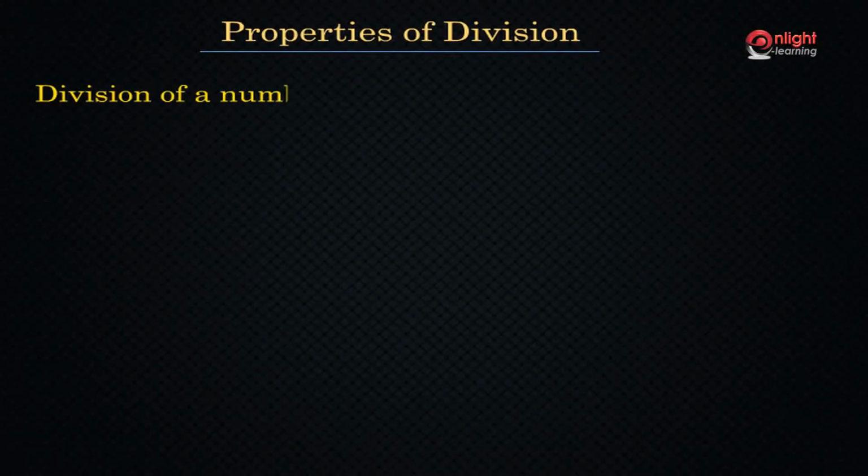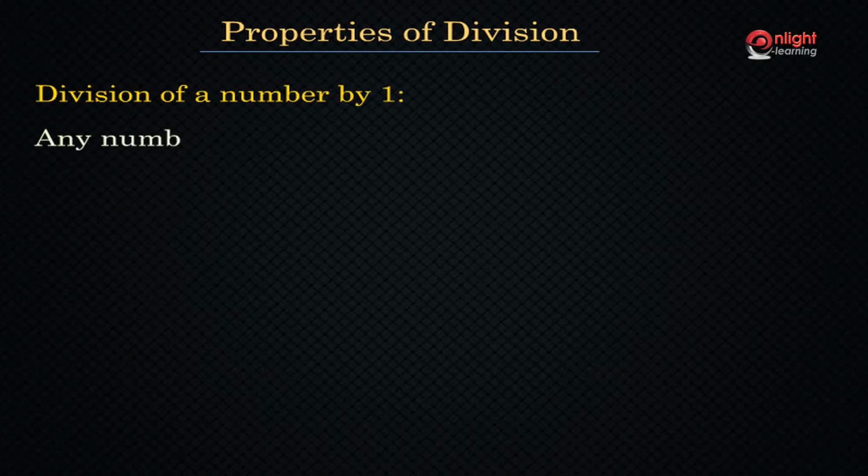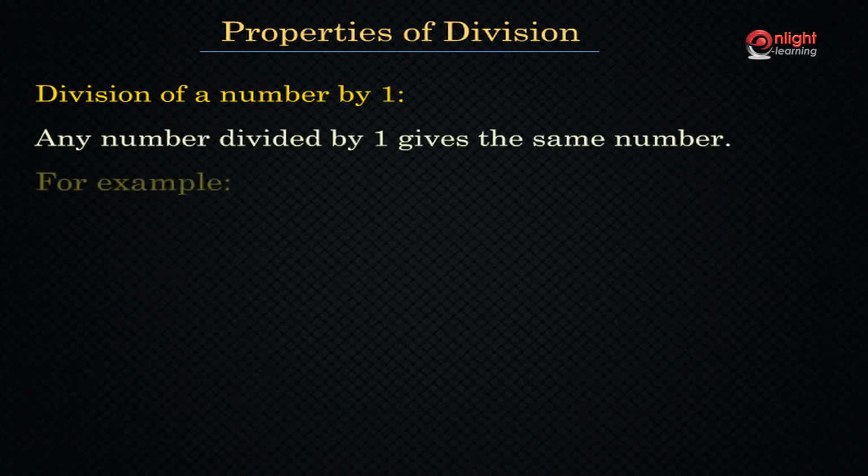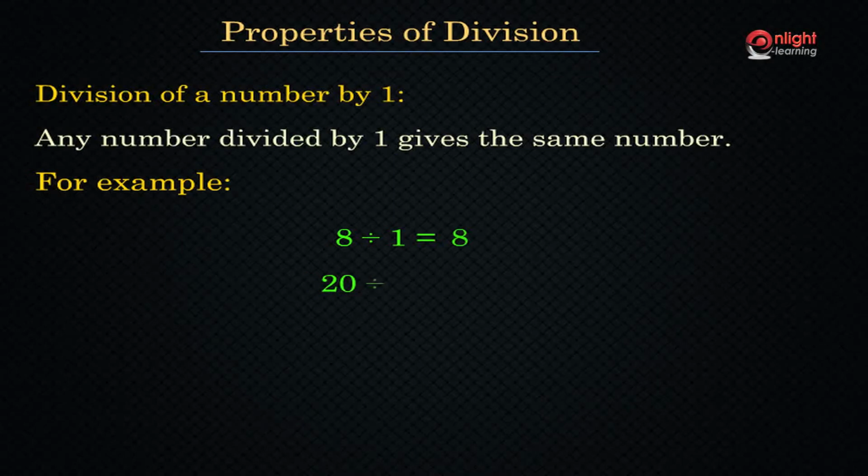Division of a number by 1. When a number is divided by 1, the quotient is the number itself. For example, 8 divided by 1 equal to 8. 20 divided by 1 equal to 20. 150 divided by 1 equal to 150.